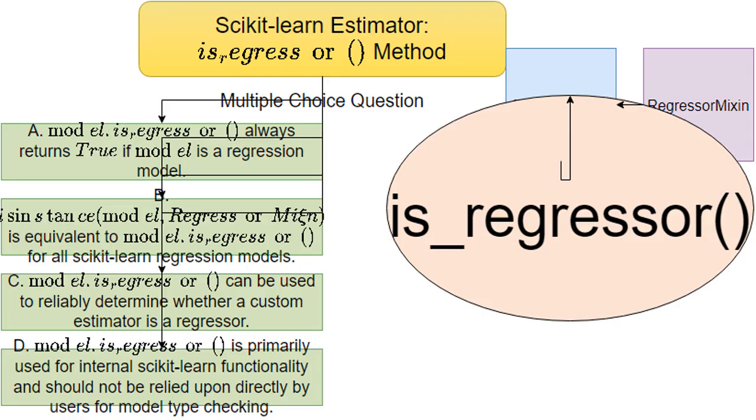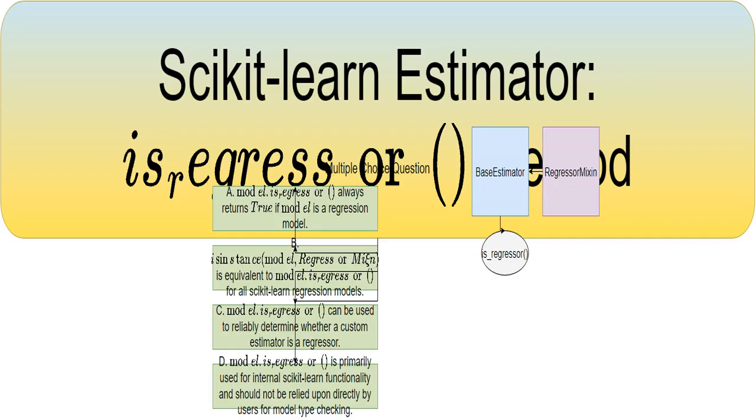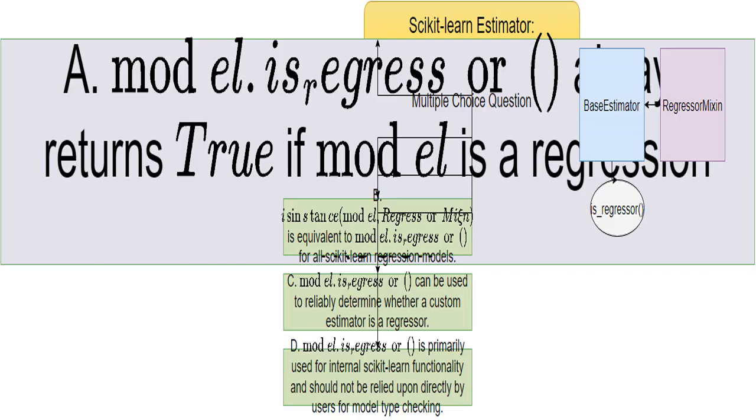This method attempts to tell you if a model is meant for regression. However, I should warn you, it's not always reliable, especially with custom models. It's more for internal use within scikit-learn. This statement is false. While usually true for standard scikit-learn regressors, a custom model might not correctly set this. It's not foolproof. This is also incorrect.